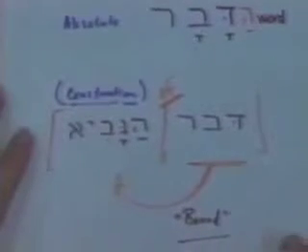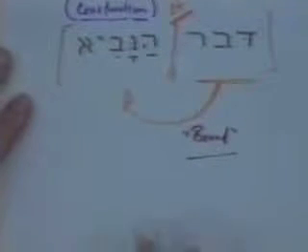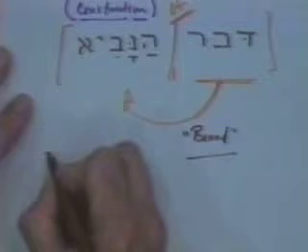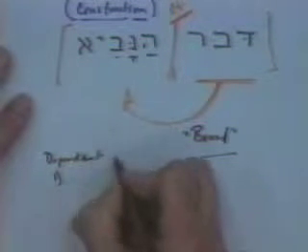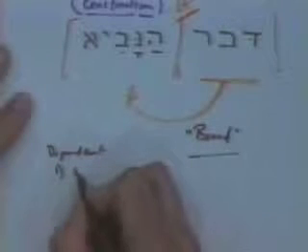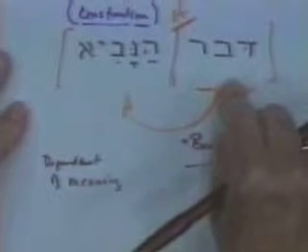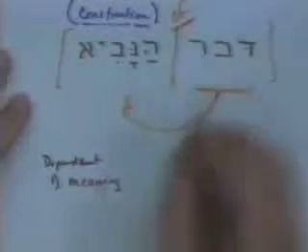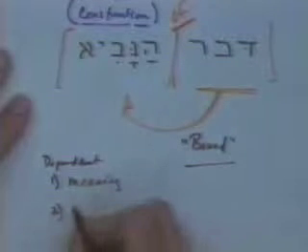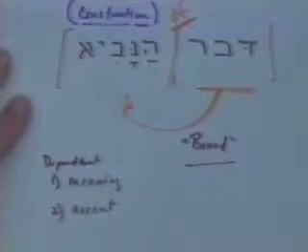Going to change. Now let me go back. Well, I'm doing two things at once here. Let me go back and explain what I mean by dependent. A construct noun is dependent, first of all, on its meaning. In other words, it doesn't stand independently, but it depends on the whole word for its meaning. Secondly, it depends on the second noun for its accent.